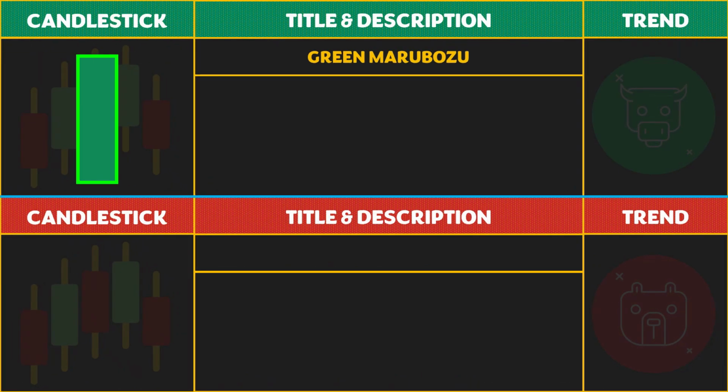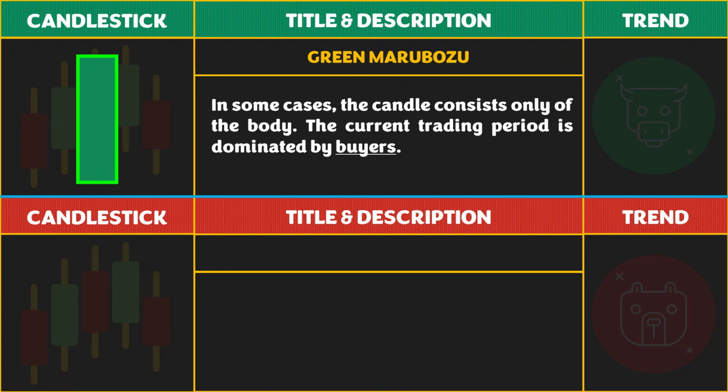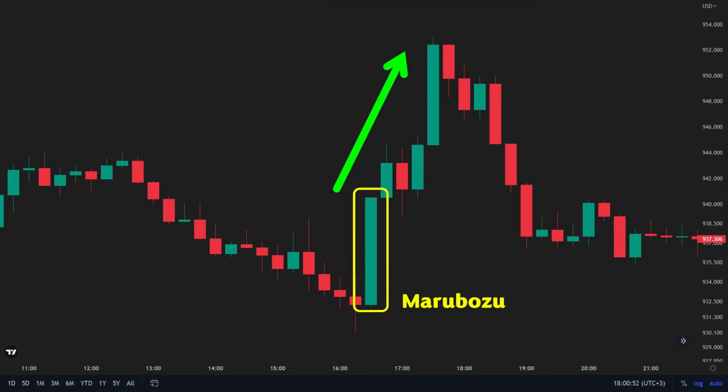Green Marubozu. In some cases, the candle consists only of the body. The current trading period is dominated by buyers. There is little or no shadow formation above or below. Such formations are called Marubozu, which means bald or shaven head in Japanese. The trend is interpreted as a continuation pattern. In other words, if the Marubozu color is green, it is thought that prices will rise on the next candlestick. An example of green Marubozu is shown in the image.